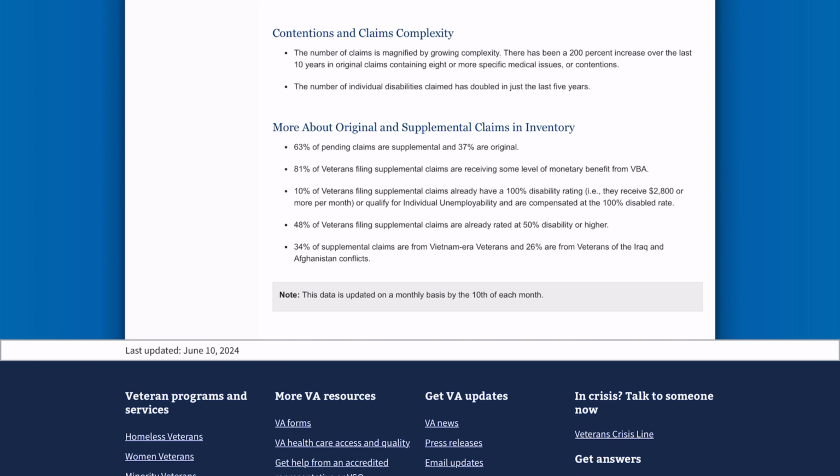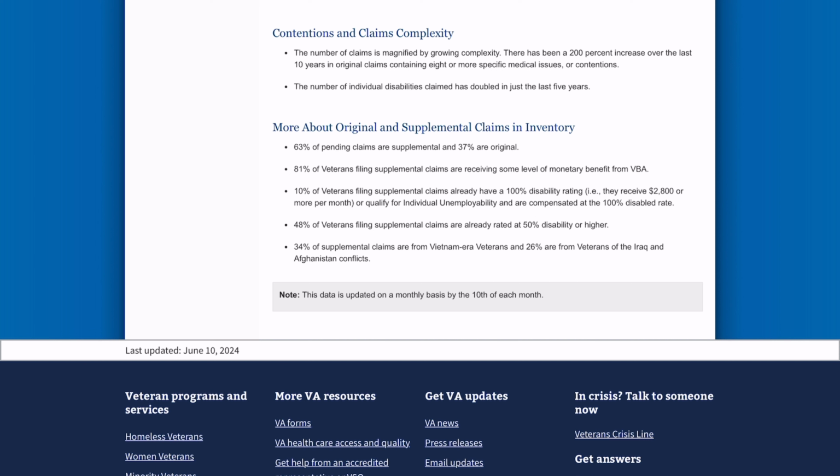So, a little bit at the bottom here, supplemental claims. This is important to know as well, because I think a lot of people are filing supplemental claims. 63% of pending claims are supplemental. 37% are original. So veterans have already gotten one service disability connected, and now they're adding those supplemental issues on top of it. And that's more than half of the claims out there that are pending. That's a pretty big statistic.